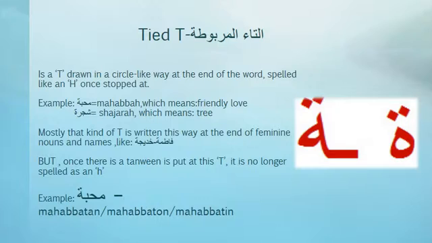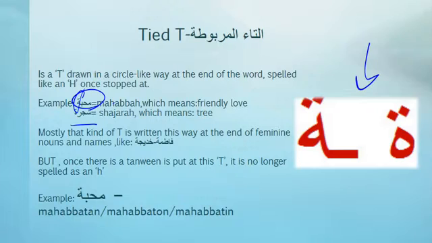Here though, the T is drawn in a circle-like way, as you can see in this picture, when it comes at the end of some words, and it's spelled like an H if stopped at. For example, mahabba, which means friendly love, is spelled in this way, mahabba, where the T here is spelled like an H. The same for shajara, which means tree. I say it as shajara. And mostly the T is written like that at the end of some feminine names like Fatima and Khadija.